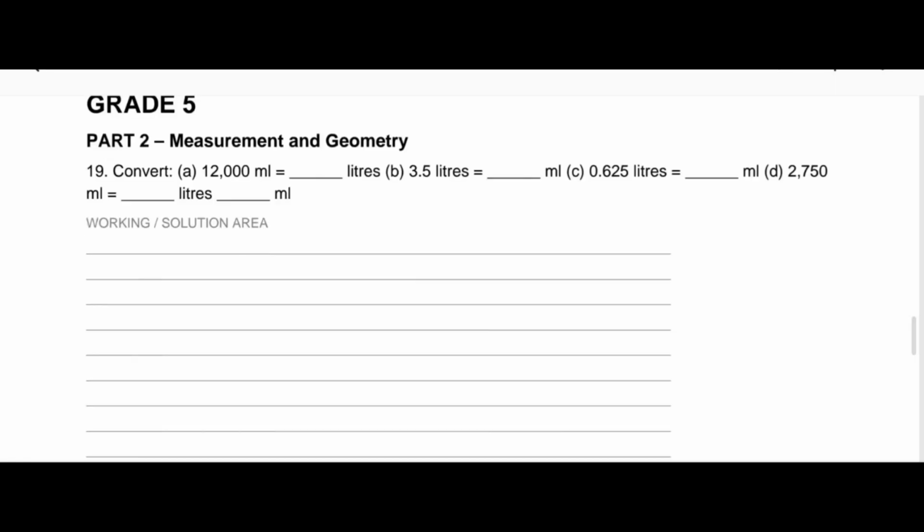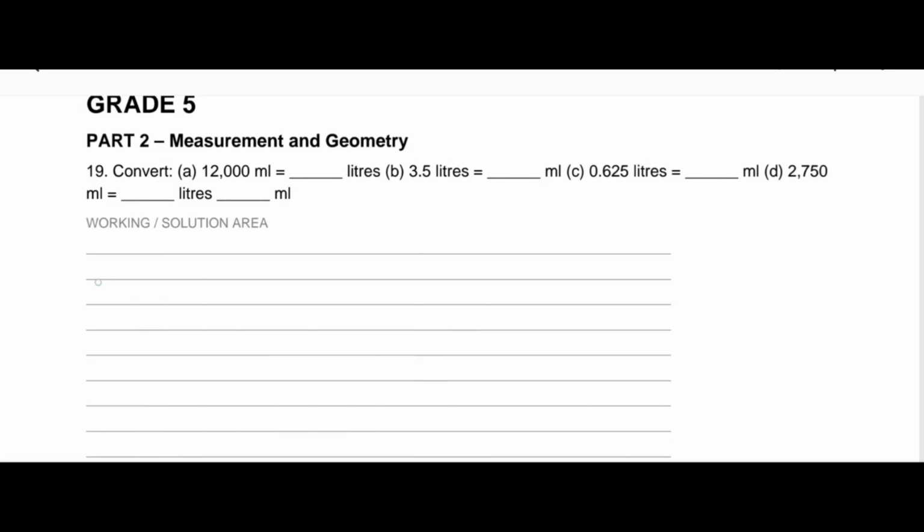Convert: A, 12,000 milliliters to liters. B, 3.5 liters to milliliters. C, 0.625 liters to milliliters. D, 2,750 milliliters to liters and milliliters.